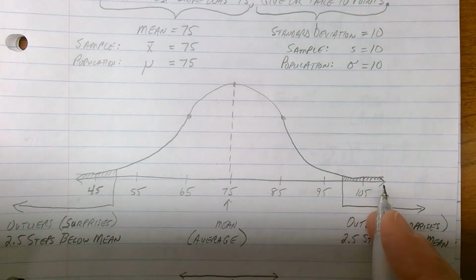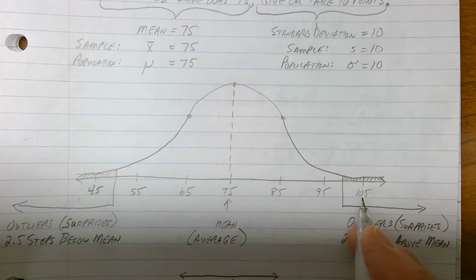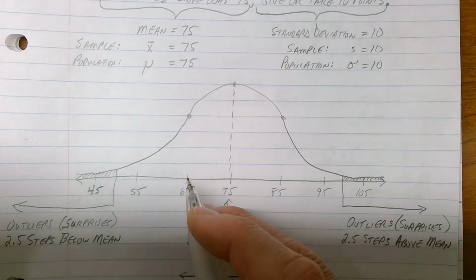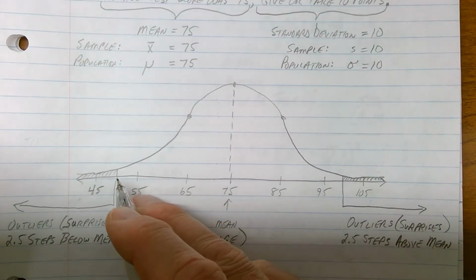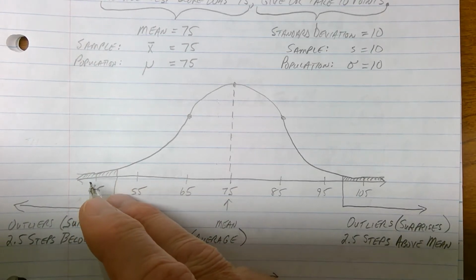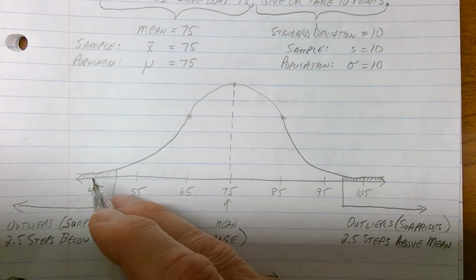Anything higher than that, between 95 and 105, this would be about 100. Anything higher than 100, that's unusual. We call that an outlier. Same thing going the other way: 1 step, 2 steps, and 2.5 steps to the left. Anything lower than that, I would also be surprised about. This would also be unusual.